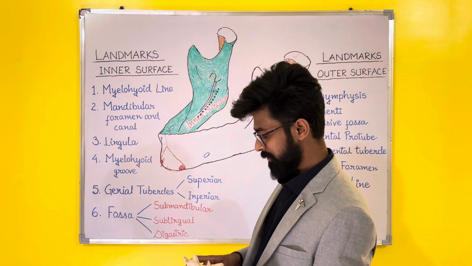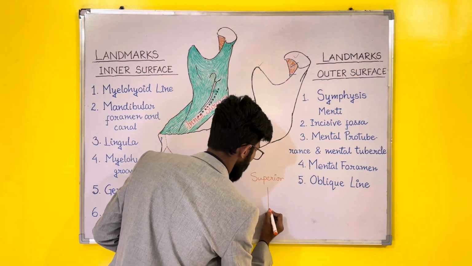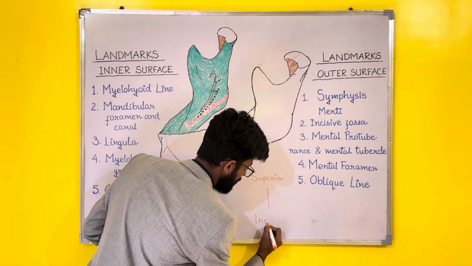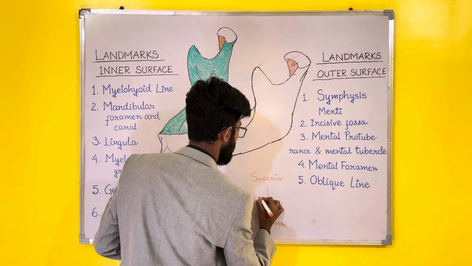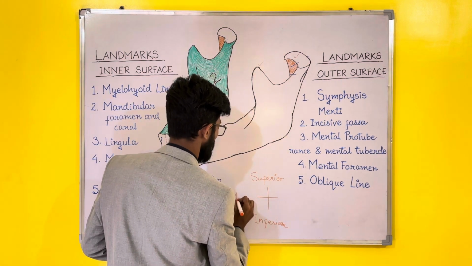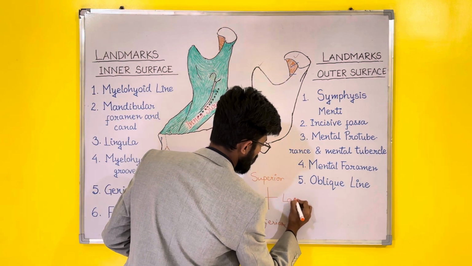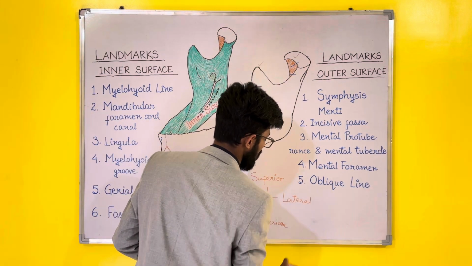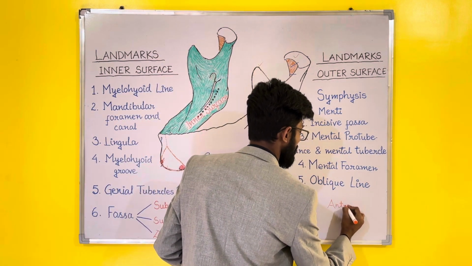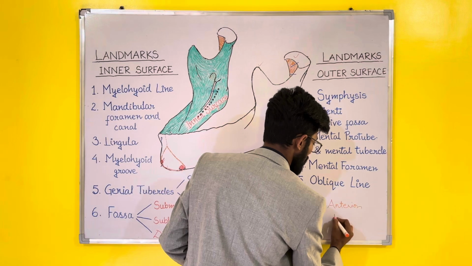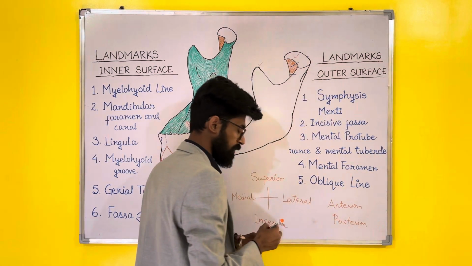So there are a few terms, that is, one is superior, the other is inferior, medial, and the other one is lateral. And there are two more terms, one is anterior and posterior. These 6 terms are very important.